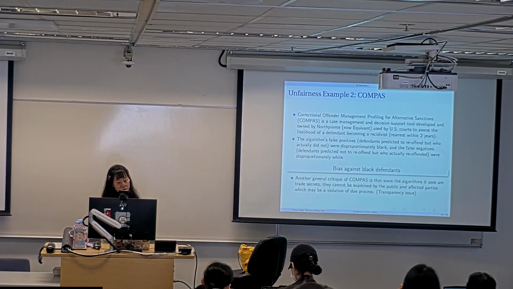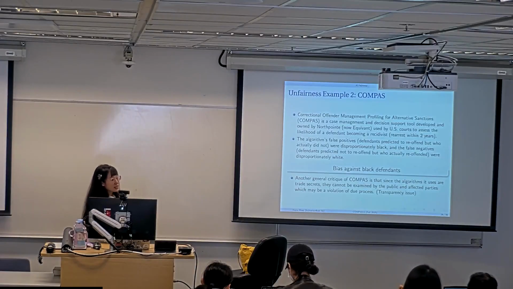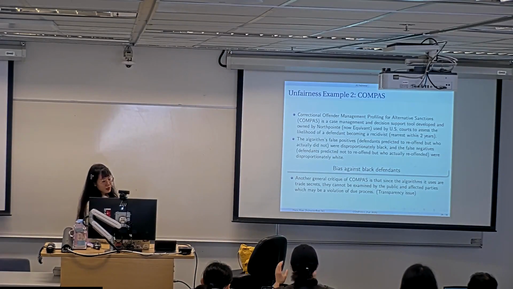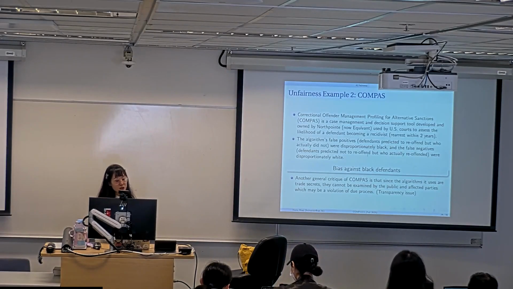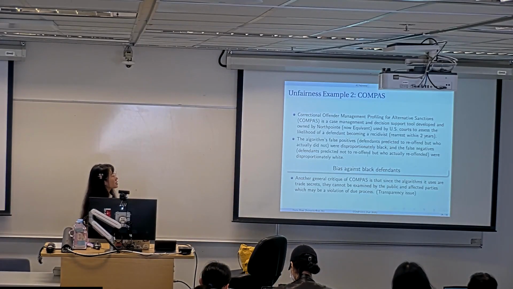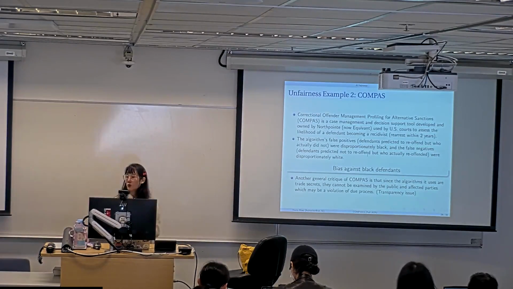And in the meantime, the false negatives, meaning defendants predicted not to reoffend but who actually reoffended, were disproportionately white. That means even some white people who will actually reoffend, the model predicts that they won't. So this is obvious bias against black defendants in the COMPAS system.